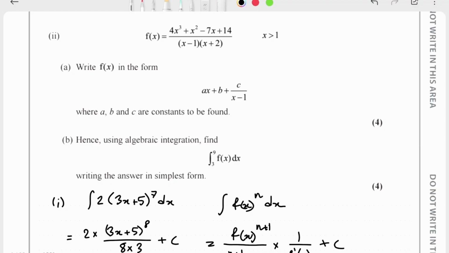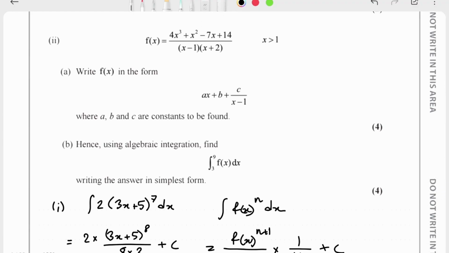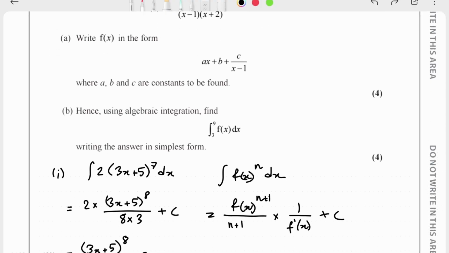So for the second portion, we are given another f of x equation. Let's copy it down.